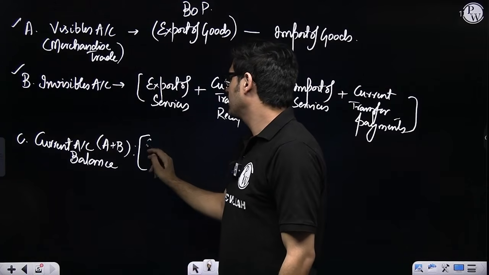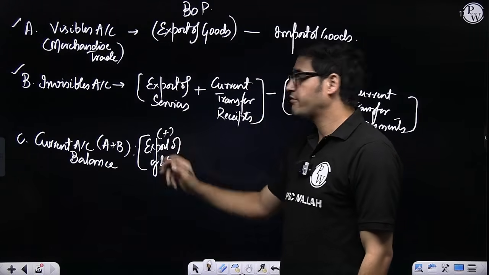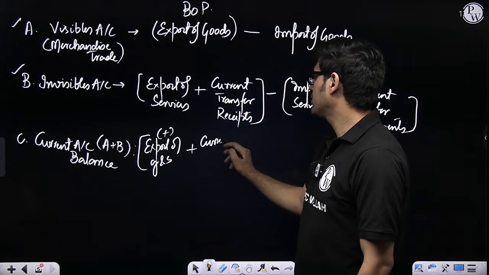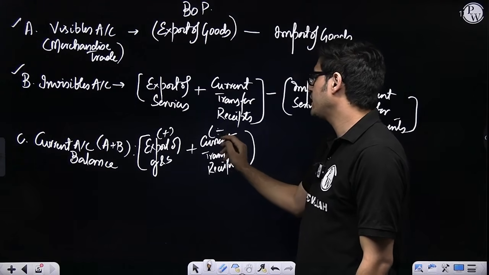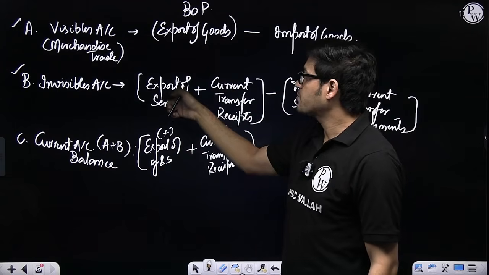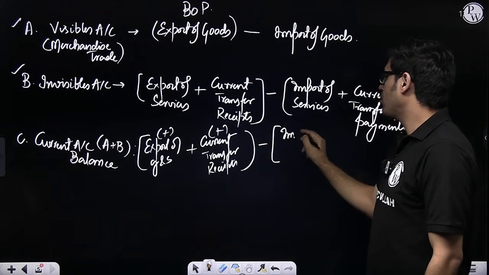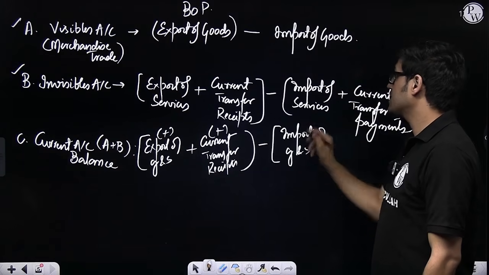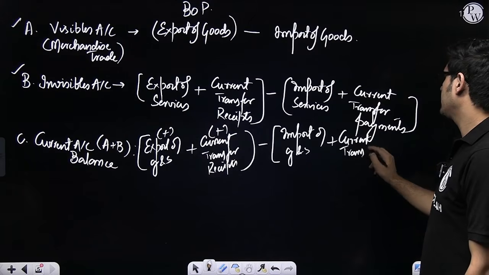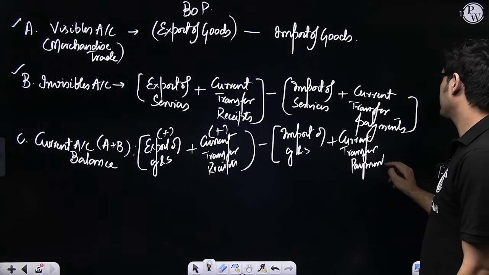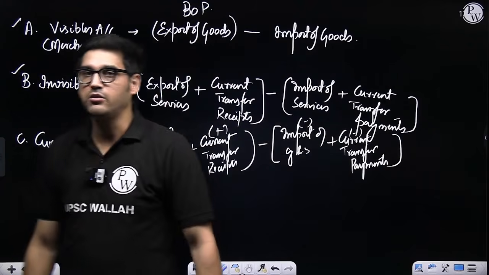So can I write it down like export of goods and services? This is going to lead to a net inflow of funds, plus current transfer receipts. Since you are receiving this money, this is going to lead to a net inflow of funds. Export of goods plus export of services, current transfer receipts, minus import of goods and services, import of goods plus import of services, plus current transfer payments. Both of these are going to lead to a net outflow of funds. A plus B gives you current account balance.